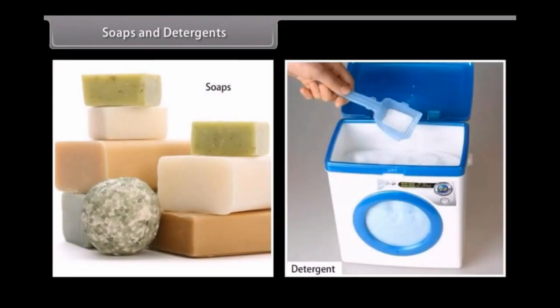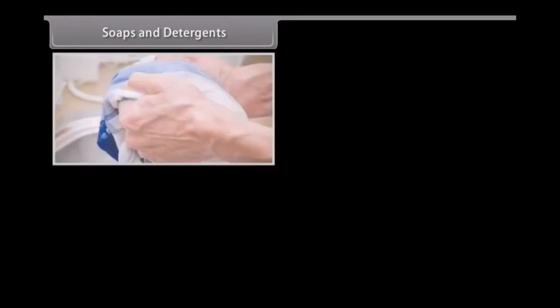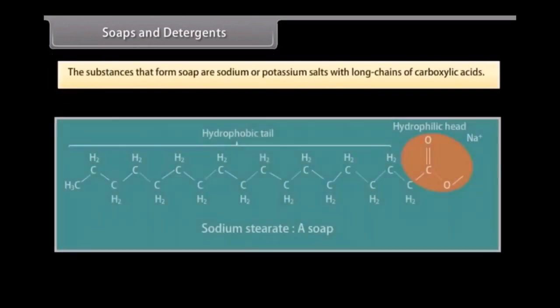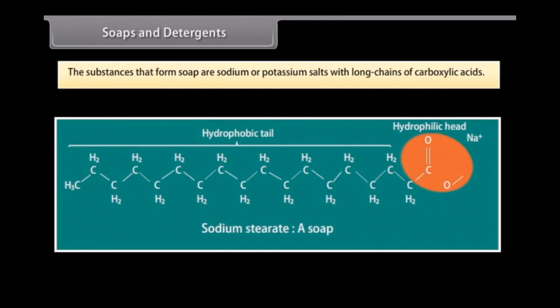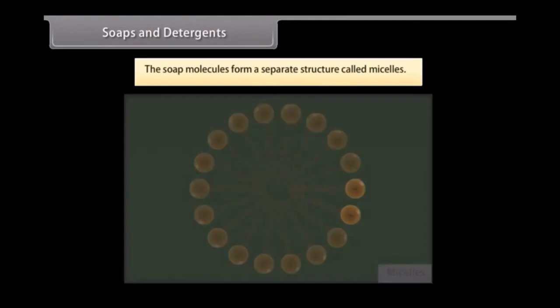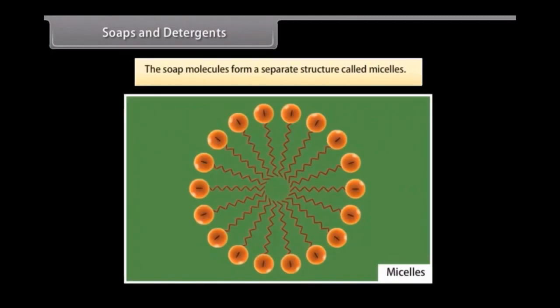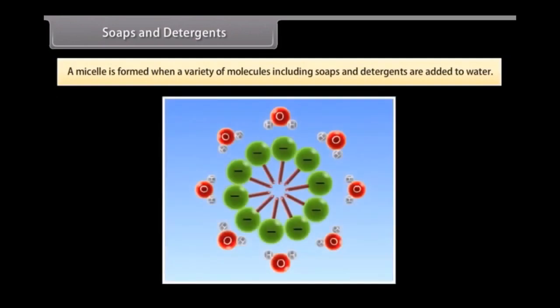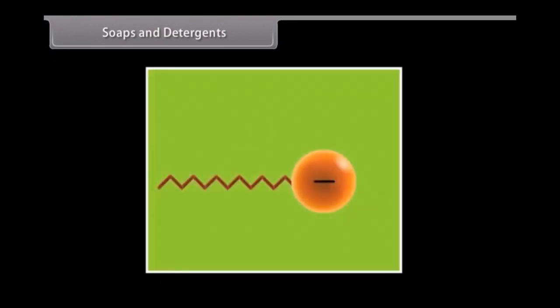Soaps and detergents. Soaps and detergents are used in our daily life to wash clothes, clean hands, clean utensils, etc. The substances that form soap are sodium or potassium salts of long chain carboxylic acids. The soap molecules form a special structure called micelles. A micelle is formed when a variety of molecules, including soaps and detergents, are added to water. These molecules must have a strong polar head and a non-polar hydrocarbon chain tail.